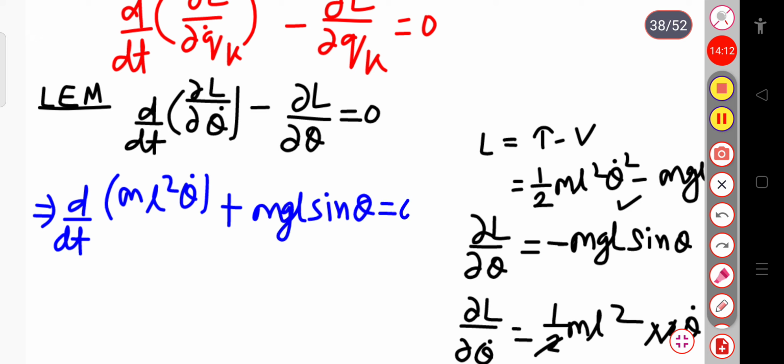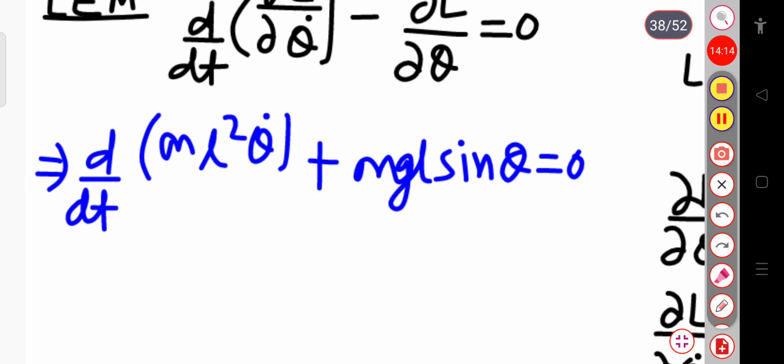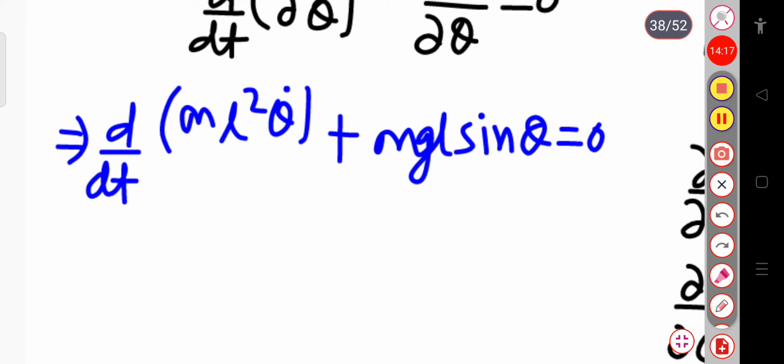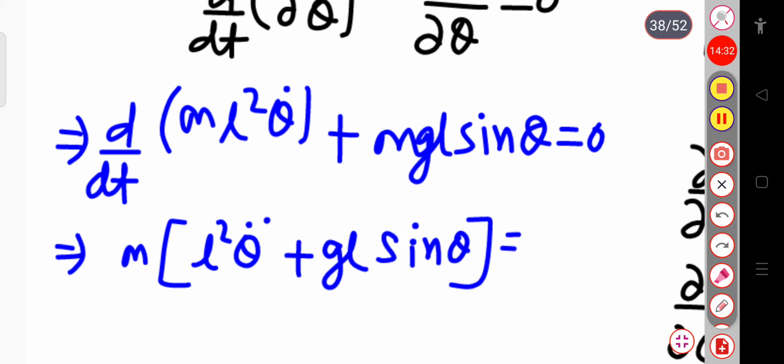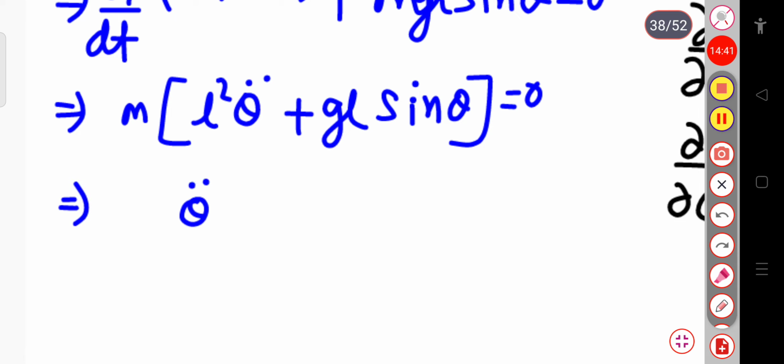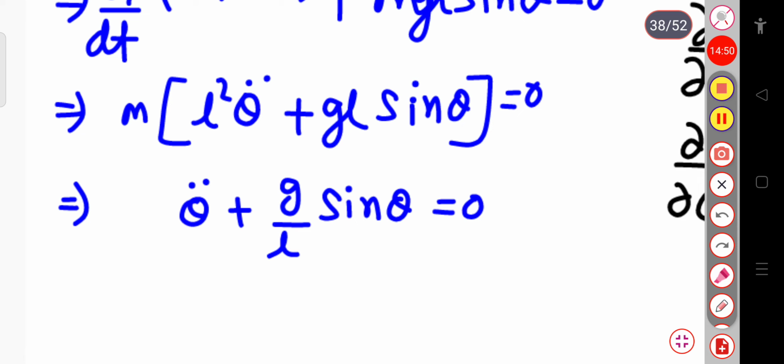Now the term common to both is m. So d/dt of ml²θ̇ will be ml²θ̈, with m taken common, plus gl sin θ, that is equal to 0. Or we can simply write this equation, if we take L² common also, as θ̈ plus g/L sin θ, that is also equal to 0. Every term that is taken common goes to the right hand side and is multiplied or divided with this 0, so that goes to 0.